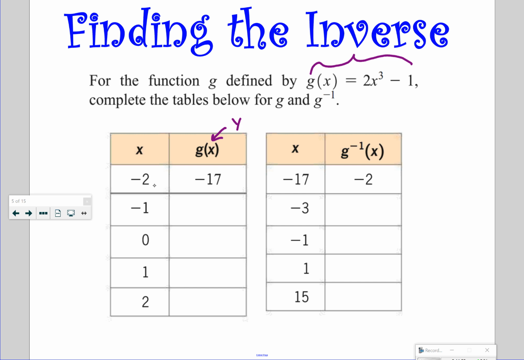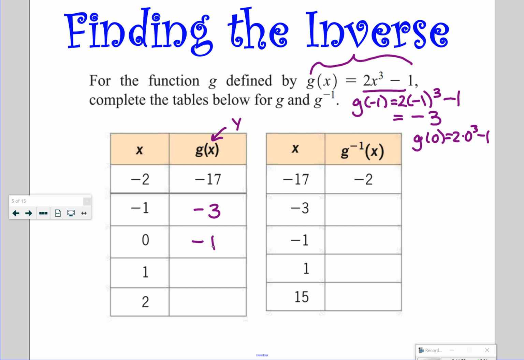And you can see the first one is done for us. Negative 2 gets plugged into our equation. Negative 2 to the third times 2 minus 1 gives me negative 17. So now we can do the same thing with the other values. So if I wanted to find g of negative 1, I would plug negative 1 into this function. 2 times negative 1 to the third minus 1. And that's going to simplify to a negative 1 times 2. Negative 2 minus 1 is negative 3. Okay, if I plug in 0, 2 times 0 to the third minus 1 would just give me negative 1.